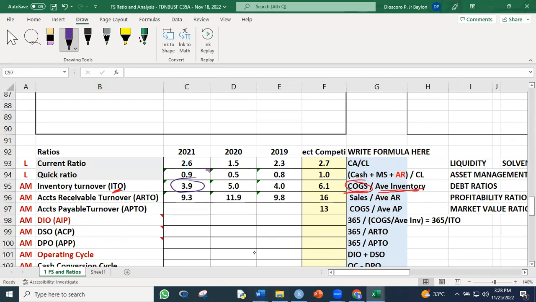Okay, again, this question. So far, ITO, ARTO, are we clear on that, guys? ITO is the number of times a company is able to convert its goods, its raw materials into finished goods and then sell. Si ARTO naman, from the time it takes the company to sell, from selling to collecting.